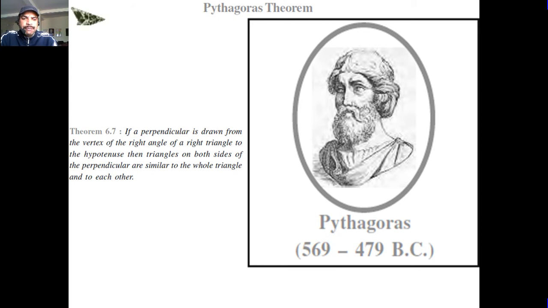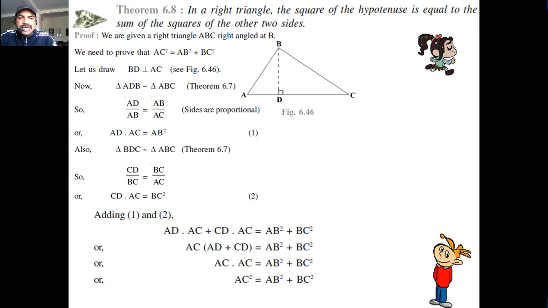Now students, Pythagoras, he is a Pythagoras, 569 to 479 BC. Theorem: if a perpendicular is drawn from the vertex of the right angle triangle to the hypotenuse, then the triangles on both sides of the perpendicular are similar to the whole triangle and to each other. Now let's start the Pythagoras theorem.